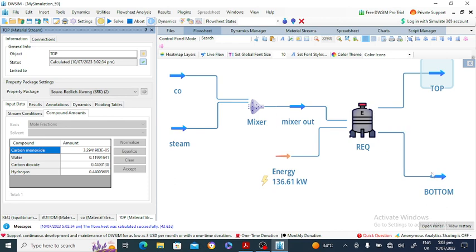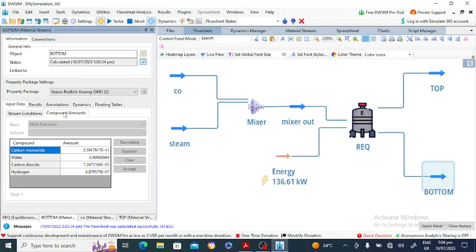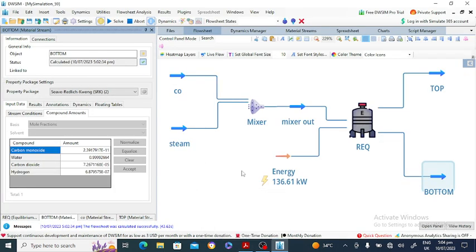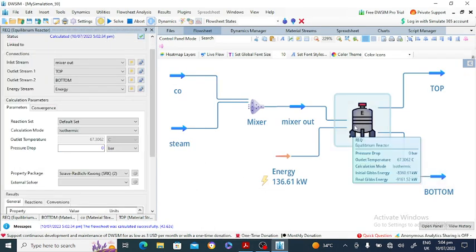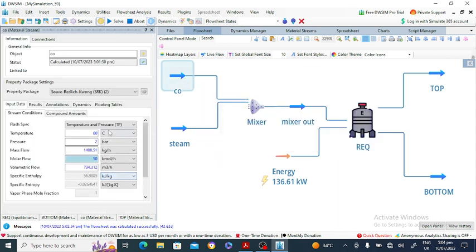So it is okay. Now go to the bottom, and here go to the compound, and in the bottom there is a large amount of water present. So in the bottom a large amount of water is present. So okay, now you can change. So this worked for the SRK equation.